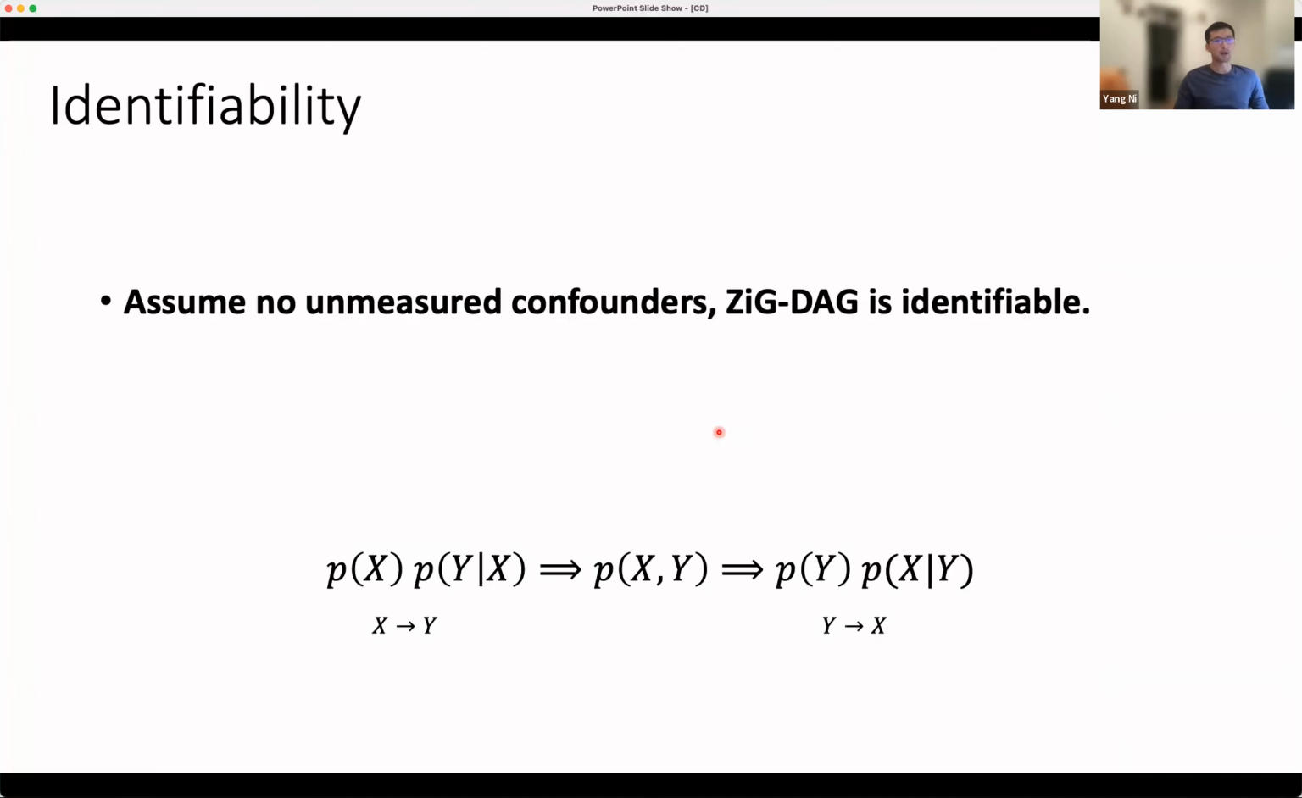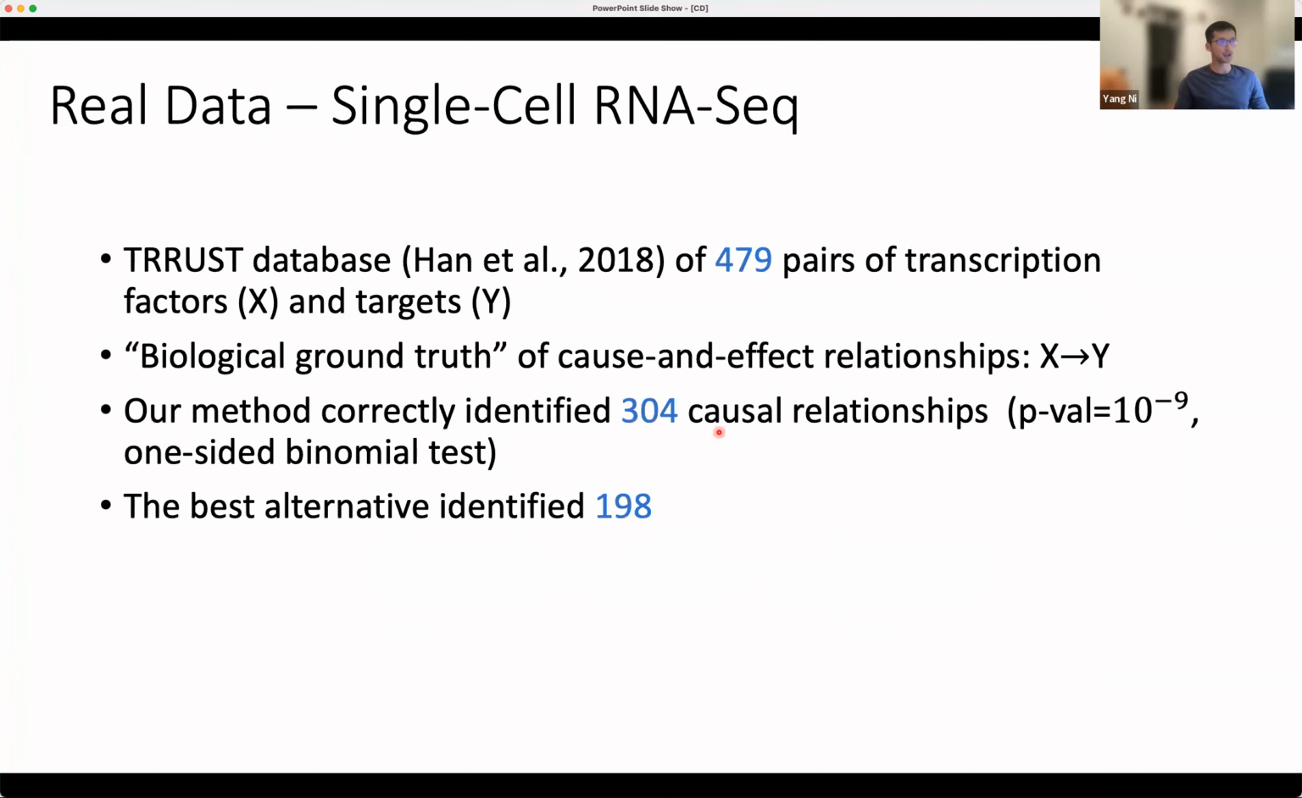But it's the same idea. We have some identifiability theory, and we also have real data validation, and it shows that our method is significantly better than other methods, as well as random guess, for single cell data.